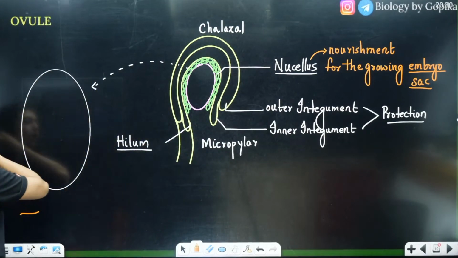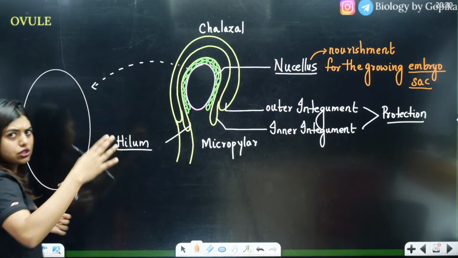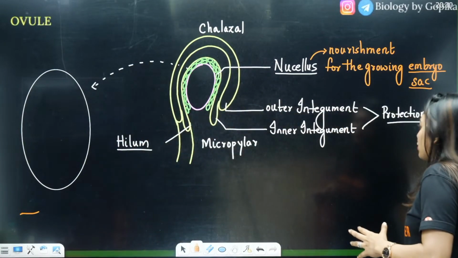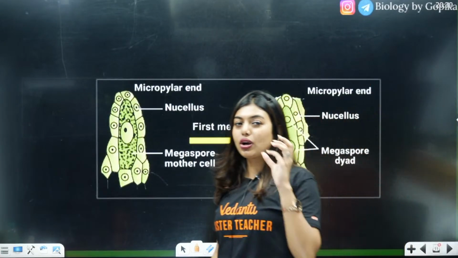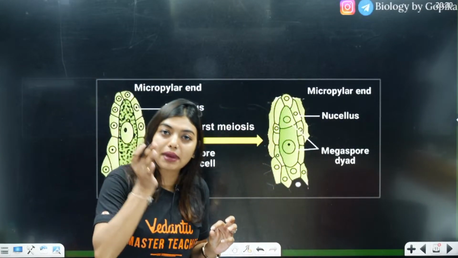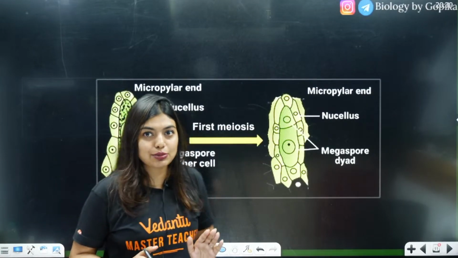Okay, students, I will teach you megasporogenesis, but let's finish that and come here, otherwise some of you might get confused. Okay, now let's understand what is megasporogenesis. I told you, formation of megaspores from the megaspore mother cell is called megasporogenesis.